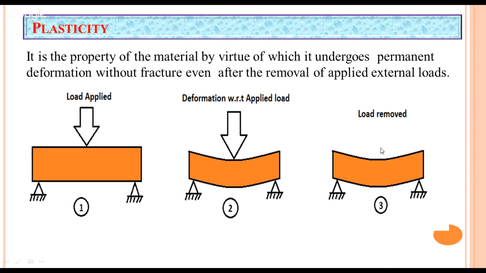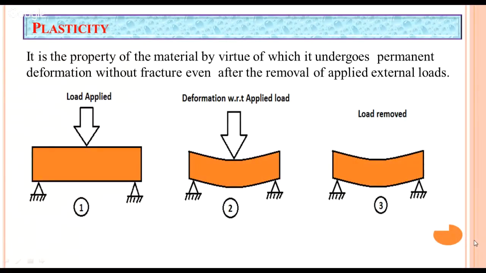It is also one of the important properties in determining the strength of materials, by virtue of which it will undergo a permanent deformation without fracture even after the removal of external load. That means even if we remove the external loads from the body, it doesn't regain its original size and shape. Some examples of plastic materials are rocks, soil, and cement, which we come across in our daily life.